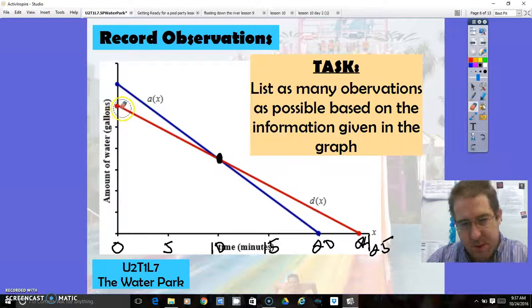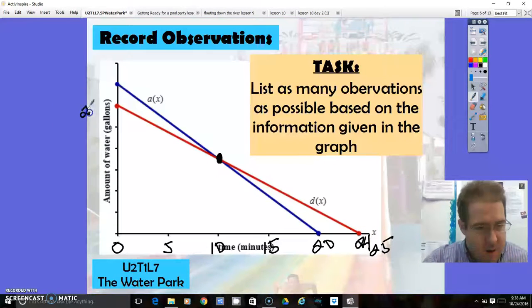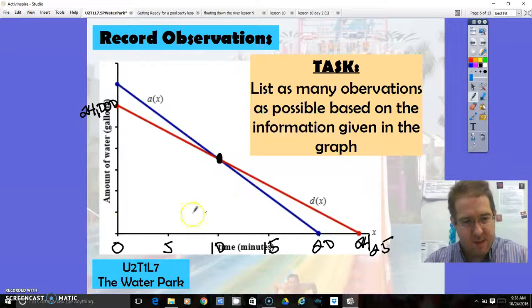Okay, so if it's going 1,000 gallons per minute, that means it went 24,000 gallons altogether. All right, and the reason I know that is because it took 24 minutes. 1,000 gallons per minute means it was 24,000 gallons to begin with.